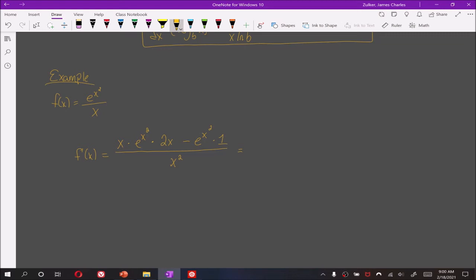Now we just have to simplify this. 2x squared e to the x squared minus e to the x squared, all over x squared. And if we want, we can write this as e to the x squared over x squared times 2x squared minus 1.